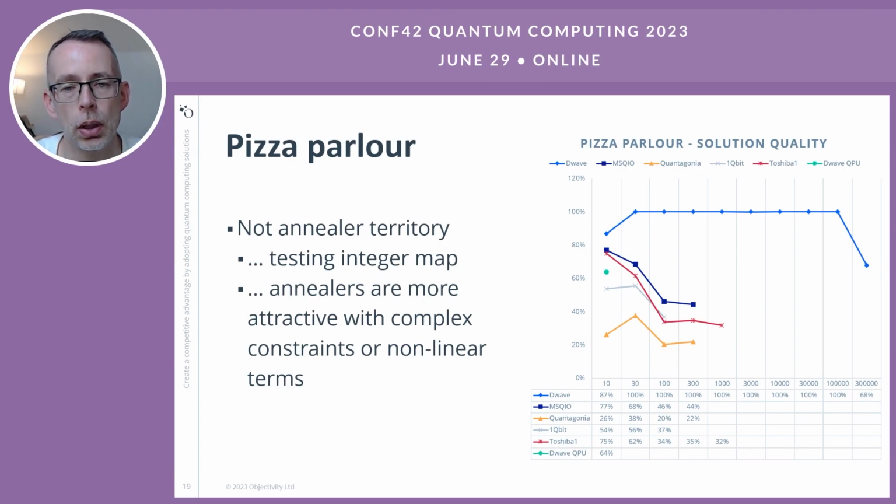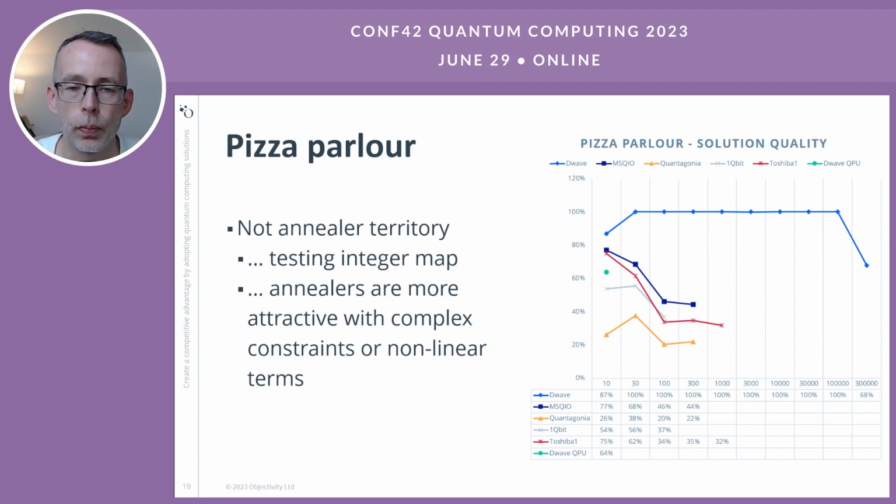So MSQIO struggles from the start, drops off in quality as you increase the size, and doesn't produce feasible solutions beyond 300. Quantagonia, similar story, a bit poorer quality, but remember, early stage startup, they will improve rapidly without a shadow of a doubt. 1QBit didn't really perform all that well for us and gave up producing feasible solutions quite early. Toshiba does reasonably well, certainly handles the largest problems of any other annealer that we tested.